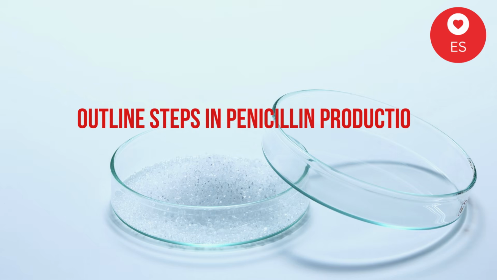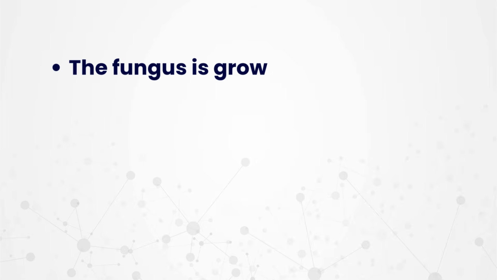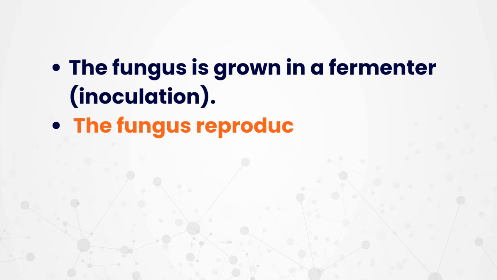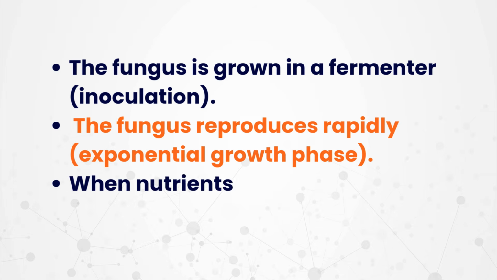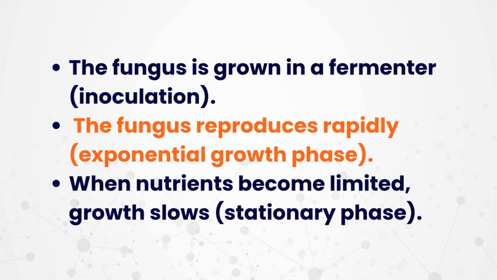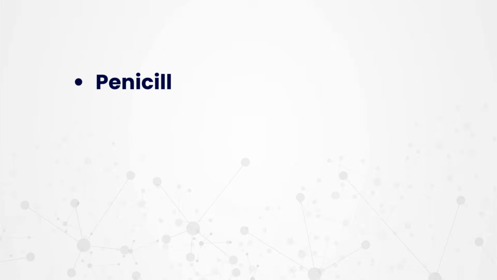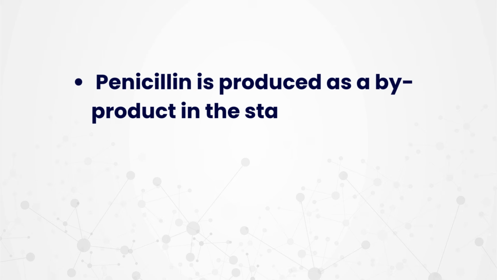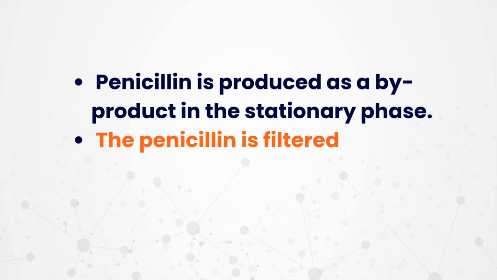Outline steps in penicillin production. The fungus is grown in a fermenter. The fungus reproduces rapidly. When nutrients become limited, growth slows. Penicillin is produced as a byproduct in the stationary phase. The penicillin is filtered and purified.